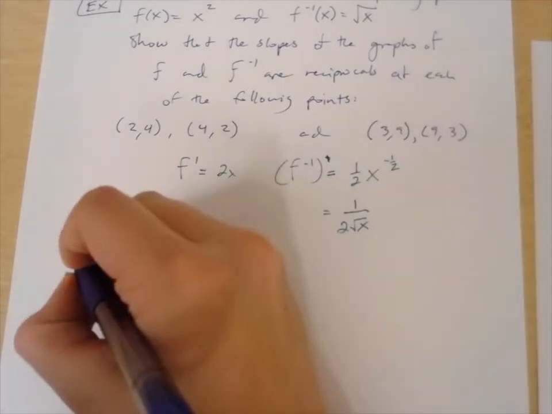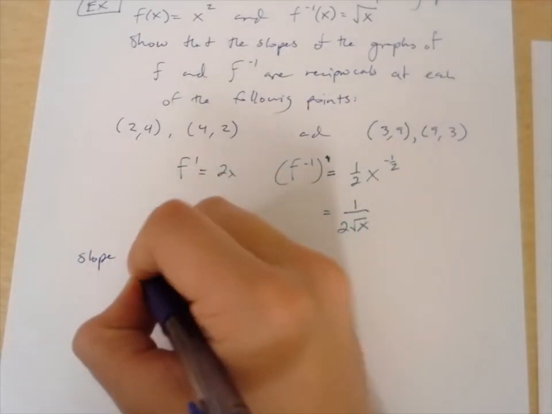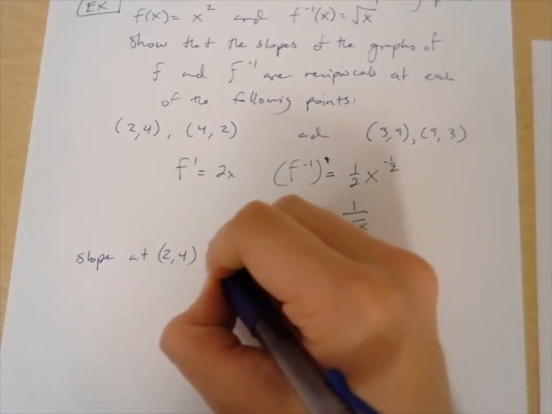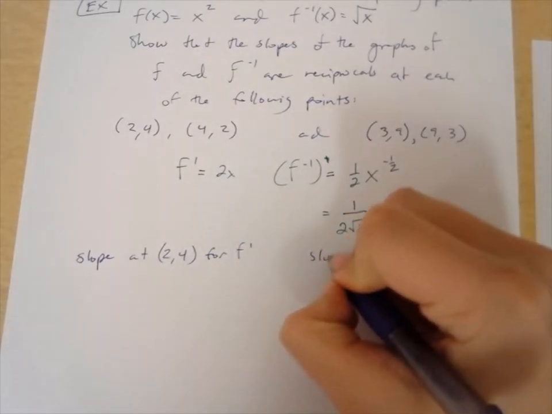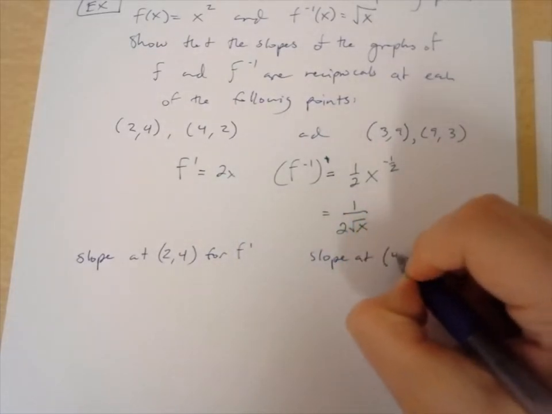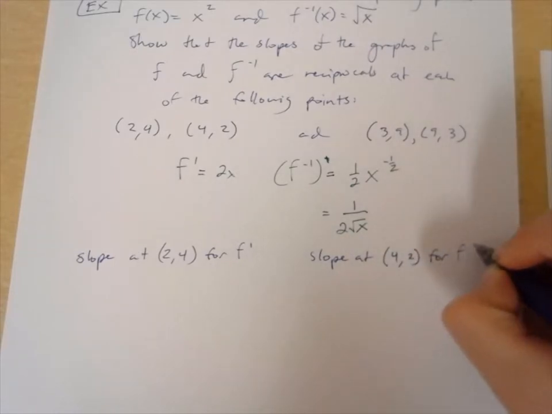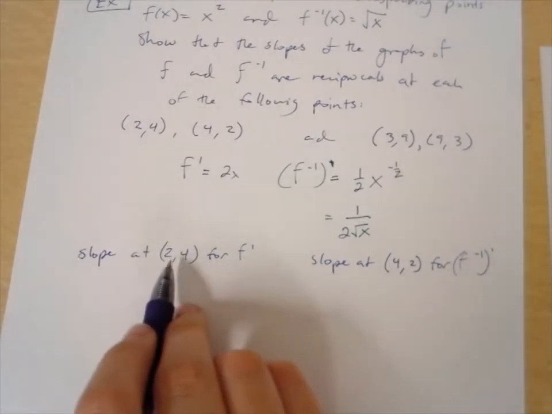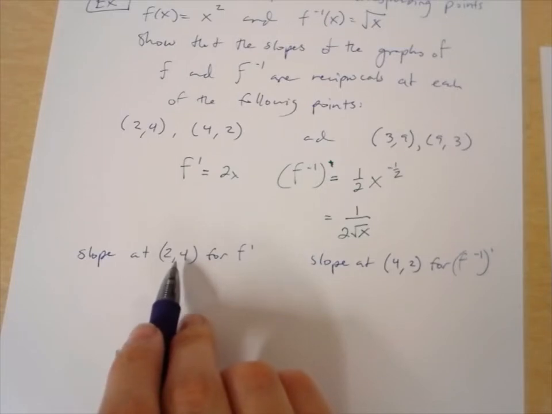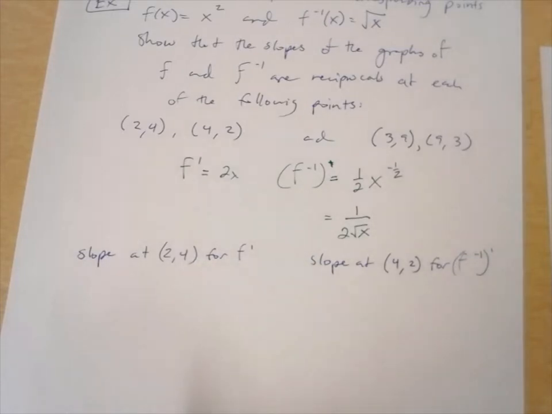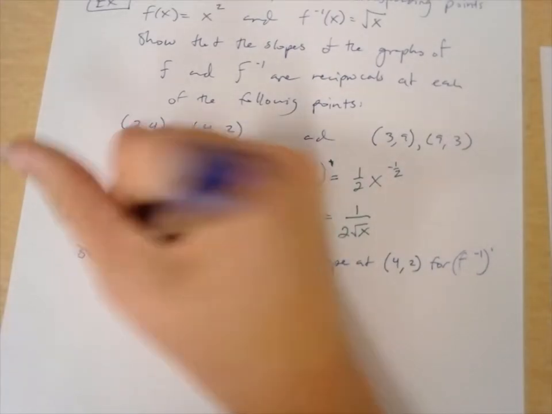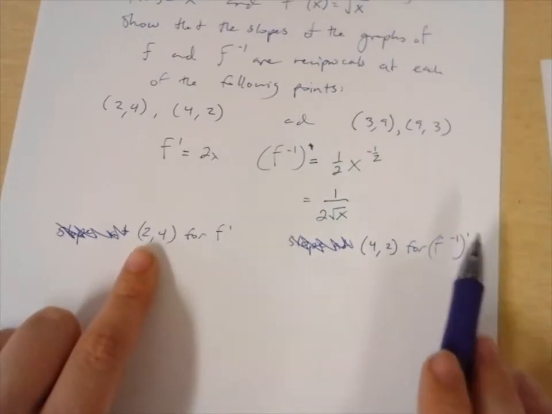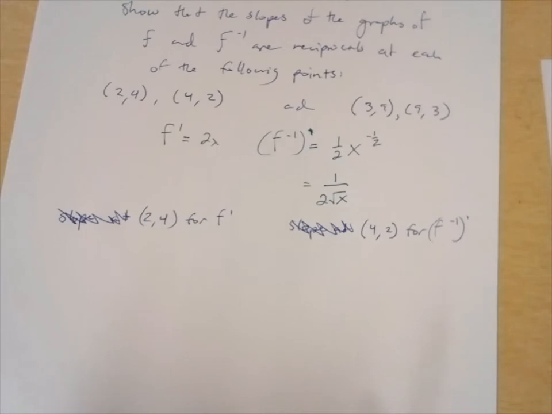So let's say the slope at (2, 4) for f prime, and then we're going to look at the slope at the corresponding point (4, 2) for the inverse, f to the negative 1 prime. I don't like that I said slope just now, so cross that out. We're looking at (2, 4) for f prime and (4, 2) for f to the negative 1 prime, so we can see their slopes at that point. That's what I'm trying to say.